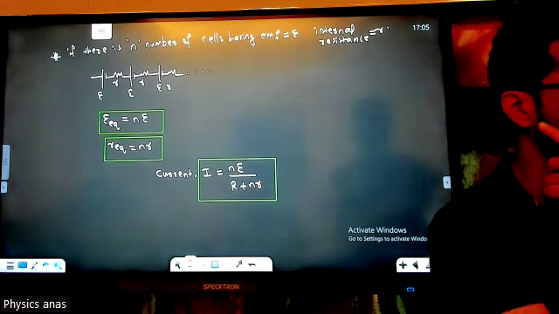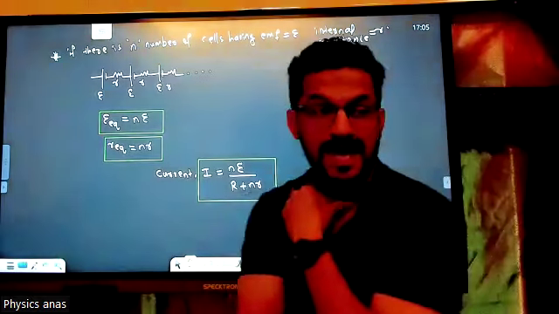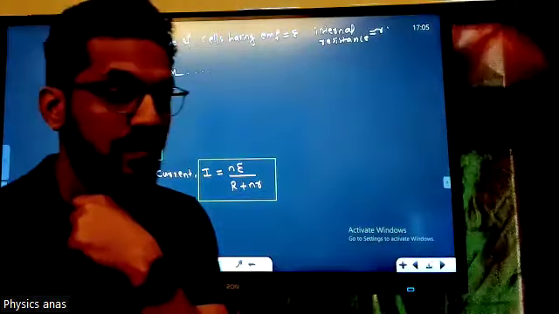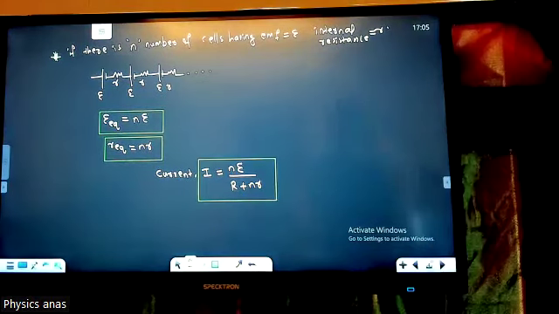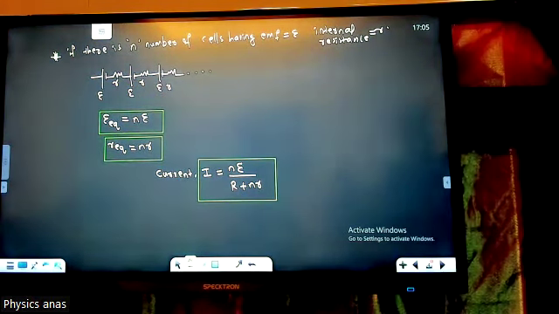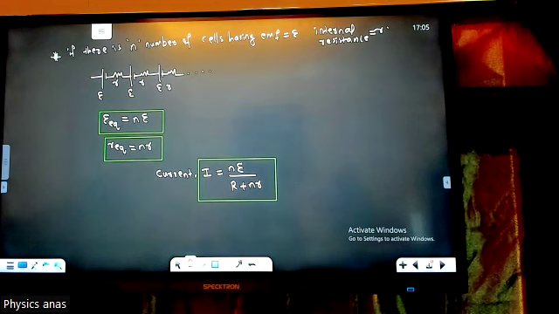After this, we have to see the combination of cells in parallel. Is the topic okay for you, Arafat, Gobika, Jumana, Natasha? Can you guys understand this? Okay.